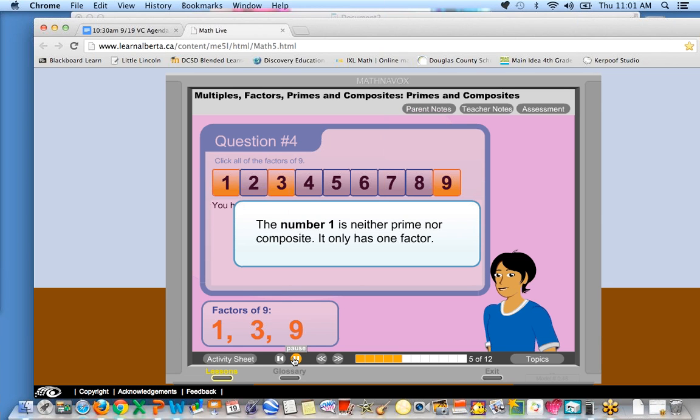The number 1 is neither prime nor composite. It only has one factor. So 1 does not count, basically. The number 0 is neither prime nor composite.